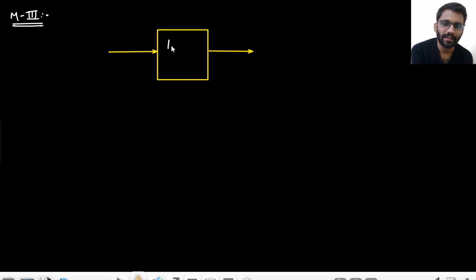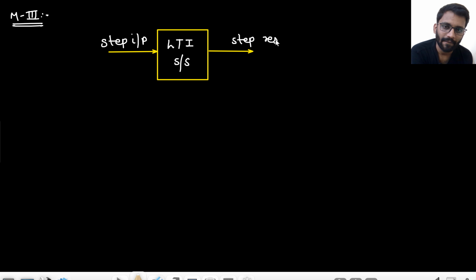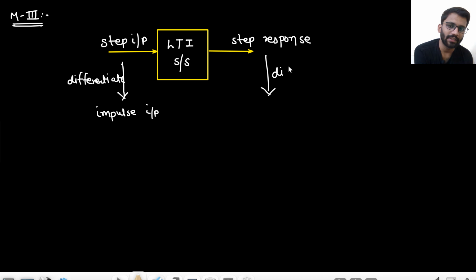If this is an LTI system, a linear time invariant system, I don't actually remember if I have told you this concept. I have told you what is a linear system and what is a time invariant system. So if there is this linear time invariant system and I apply a step input, I get a step response. Now if I differentiate the input, if I differentiate a step input, I will have an impulse input. If I differentiate the input, I can differentiate the output as well, so I will get an impulse response.